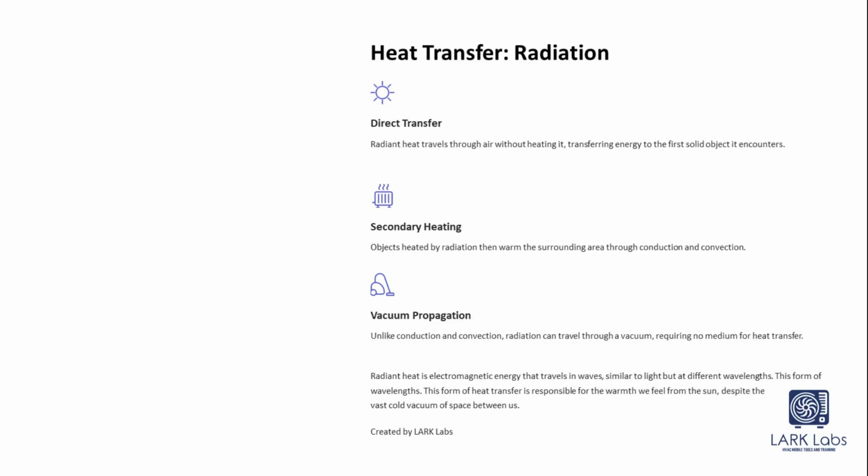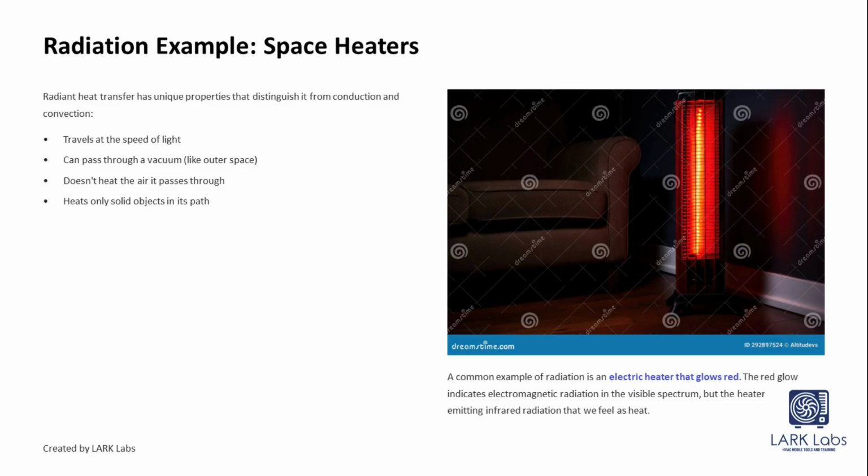Radiant heat travels through air without heating it, transferring energy to the first solid object it encounters. Unlike conduction and convection, radiation can travel through a vacuum, making it unique in heat transfer. Space heaters utilize radiation to transfer heat, emitting infrared radiation that warms objects in its path. This method is efficient for heating specific areas without affecting the surrounding air temperature.